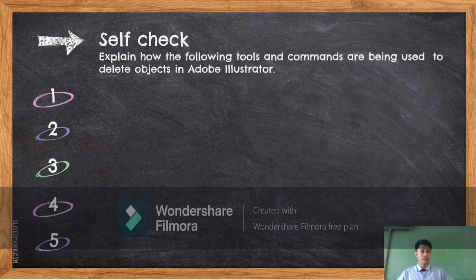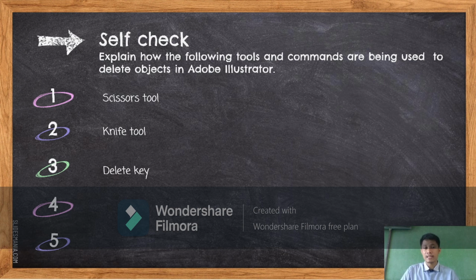Now, let's have a self-check. Explain how the following tools and commands are being used to delete objects in Adobe Illustrator. First, scissor tool, knife tool is the second one, third one is delete key, number 4, Pathfinder, and number 5, shape modes. What you will do is write your answer on an intermediate paper, and after that you will submit it to me, or you may take a picture of it and submit it in my messenger account.